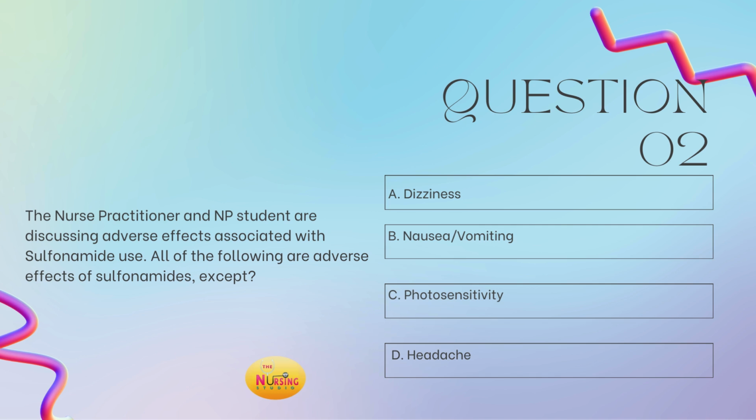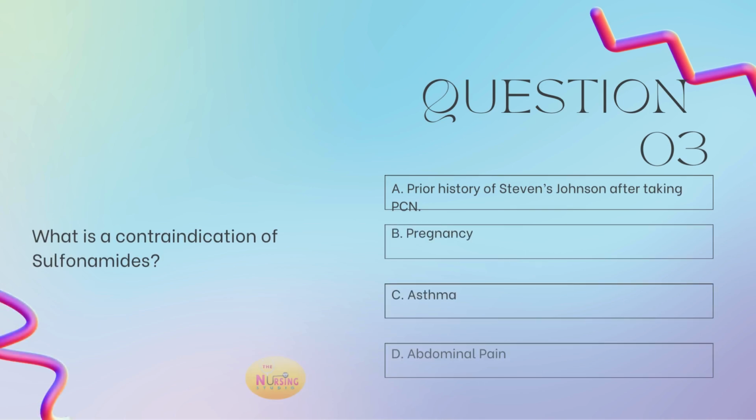But again, with antibiotics, we know those GI upset, the nausea, the vomiting, the abdominal pain, the diarrhea. Those are common associated adverse effects with antibiotics. So B is correct. C, photosensitivity. Sulfonamides do have associated adverse effects of photosensitivity. And remember from our questions a few days ago, tetracyclines do as well. So when you think of photosensitivity, tetracyclines and sulfonamides are two of those antibiotics that may have associated photosensitivity. And sulfonamides can also have an adverse effect of headaches. Okay. All right. And question number three.